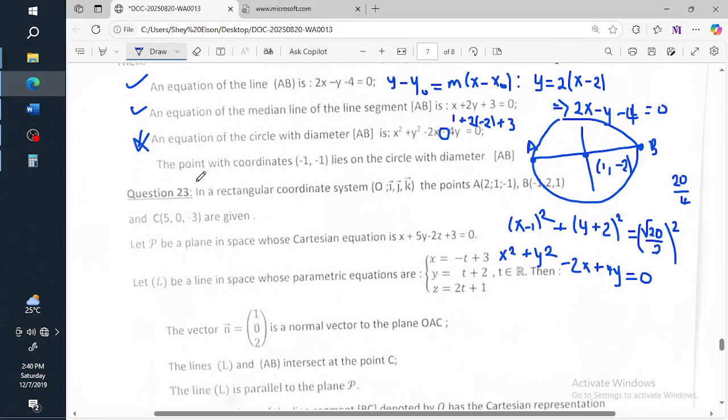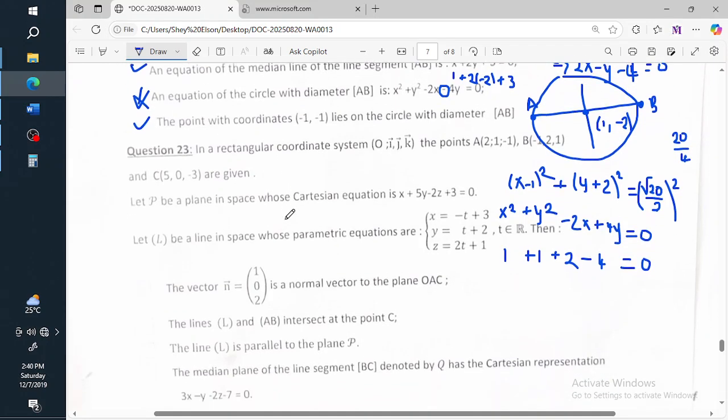Now option D, the point negative 1 lies on a circle with diameter AB. So let's replace x with negative 1 and y with negative 1 and see if the equation is satisfied. Negative 1 squared is 1, plus negative 1 squared is 1, minus 2 times negative 1 is plus 2, then plus 4 times negative 1 is minus 4. This is 4 minus 4, which is 0, correct. So this last option is also correct.